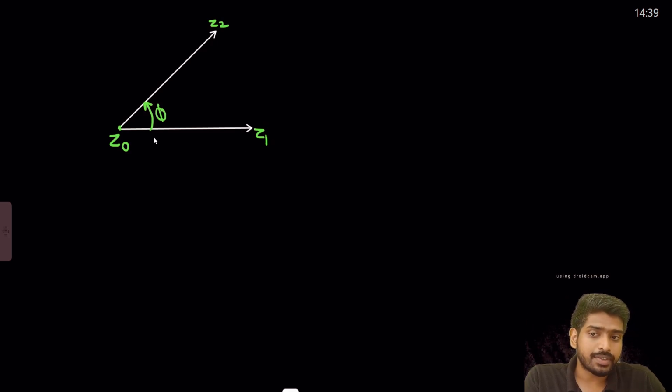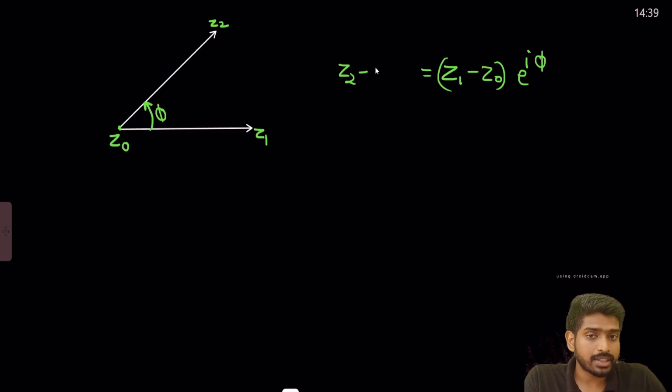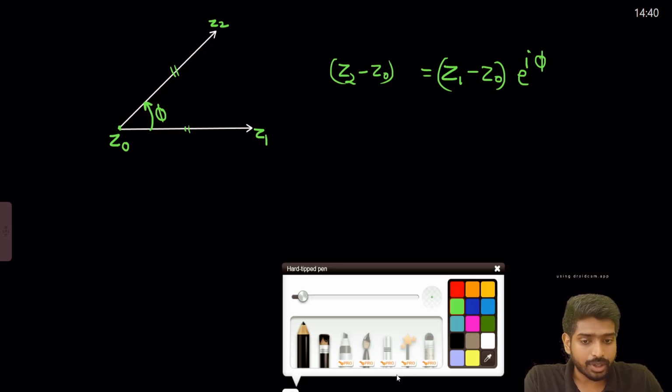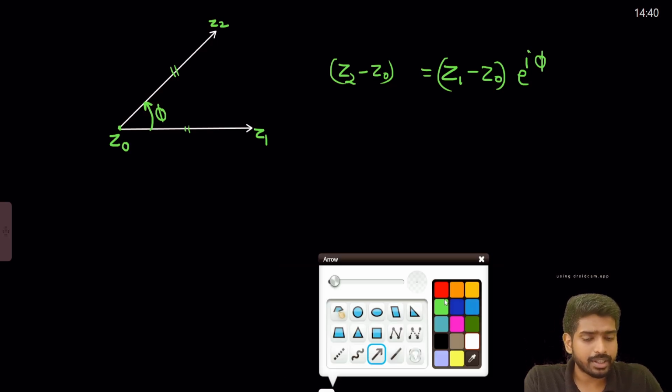First, I'll write this vector. This vector I can write as z1 minus z0 vector. This vector I will rotate with e to the power iota phi, meaning I will rotate with the angle phi in anti-clockwise direction to get the vector z2 minus z0. Got it? Now, if their magnitudes are equal, then this formula will apply.